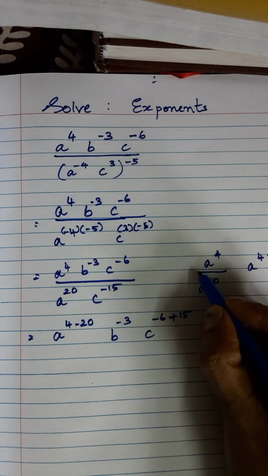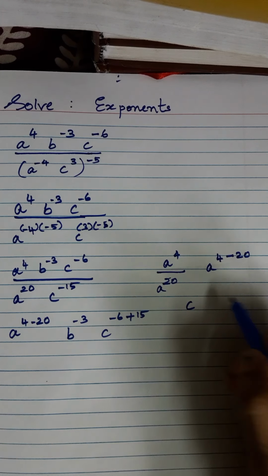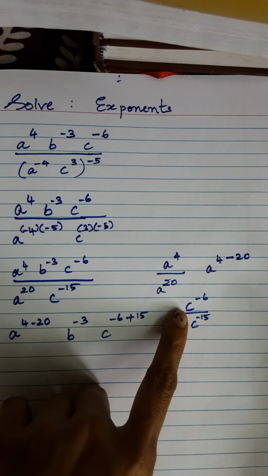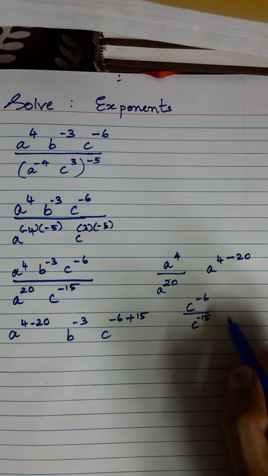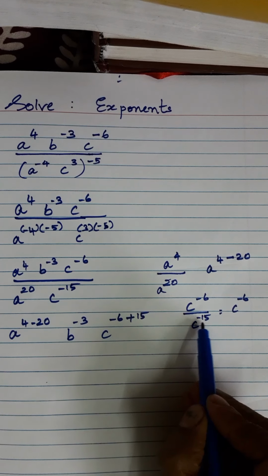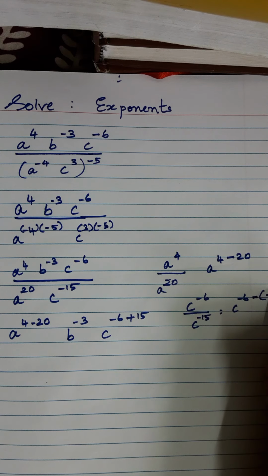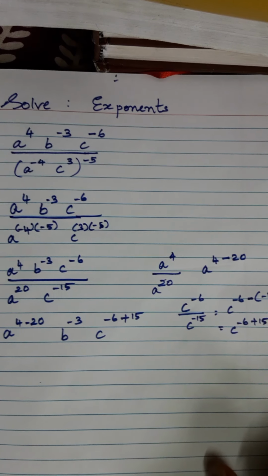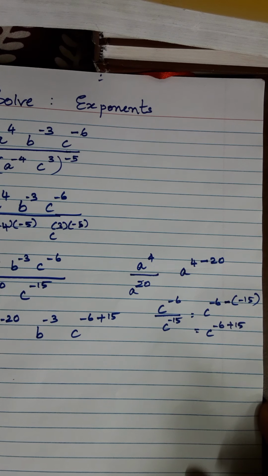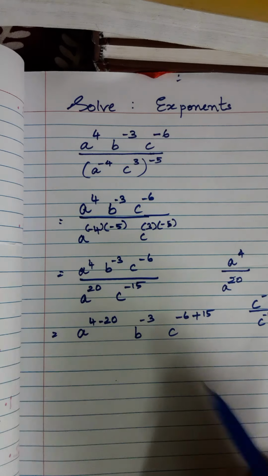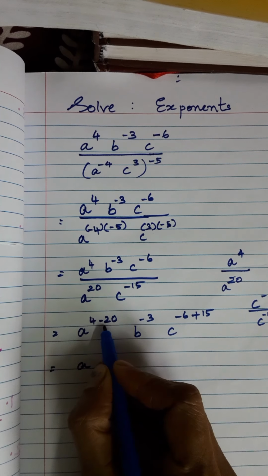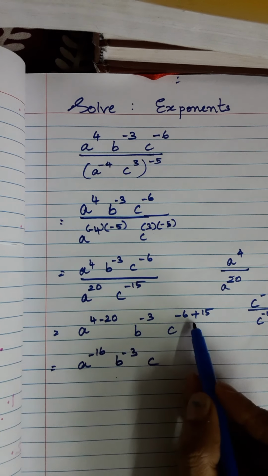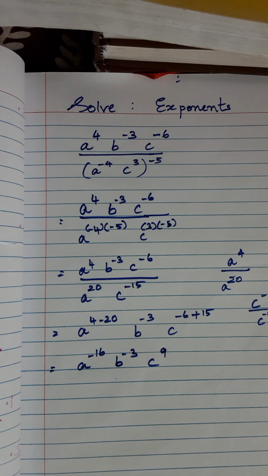Similarly, for the c also, c to the power minus 6 divided by c to the power minus 15. So the quotient rule applies, I have the same base. Now I am going to subtract my powers. So that will become c to the power minus 6 minus of minus 15, so this will become plus 15. So it will be c to the power minus 6 plus 15. That is equal to a to the power 4 minus 20, which becomes minus 16, and b minus 3, c minus 6 plus 15, which becomes plus 9.